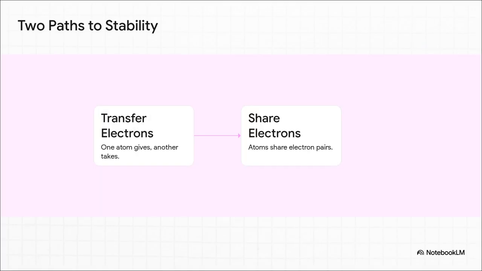So how do they do it? How do they get that full shell? Well, atoms basically have 2 main strategies they can use. They can either transfer electrons, a simple give and take, or they can cooperate and decide to share them.